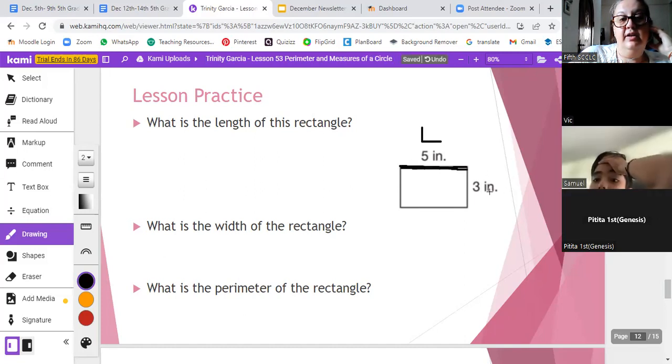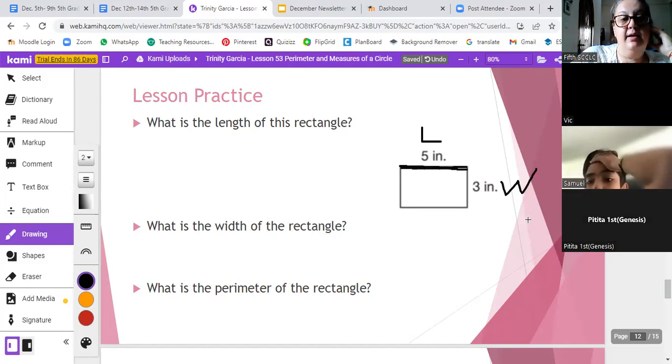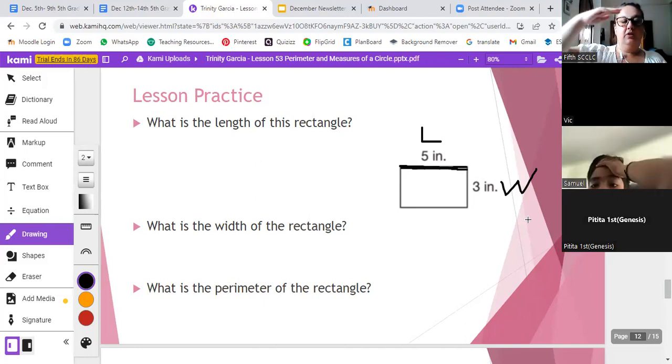3. Good. Okay, so you understand this. My length is 5. My width is 3. So the longest part is my length and my other part is my width. Length is your tall part or the longest part, and width is the other measurement.